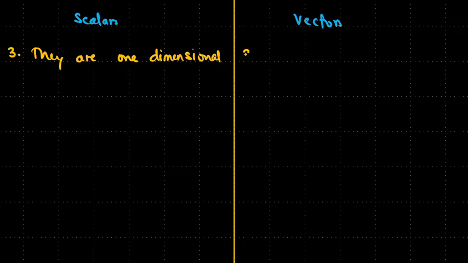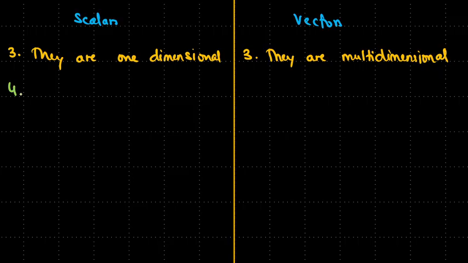And vectors are multi-dimensional. So why are scalars one dimensional? Because you can just represent them by a number, and the number line is a single line, so it's one dimensional, so 1D. Whereas vectors can be in multiple dimensions, so it can be 1D, 2D, or 3D depending on the vector. So that's why we say that vectors are multidimensional, whereas scalars are only one dimensional.